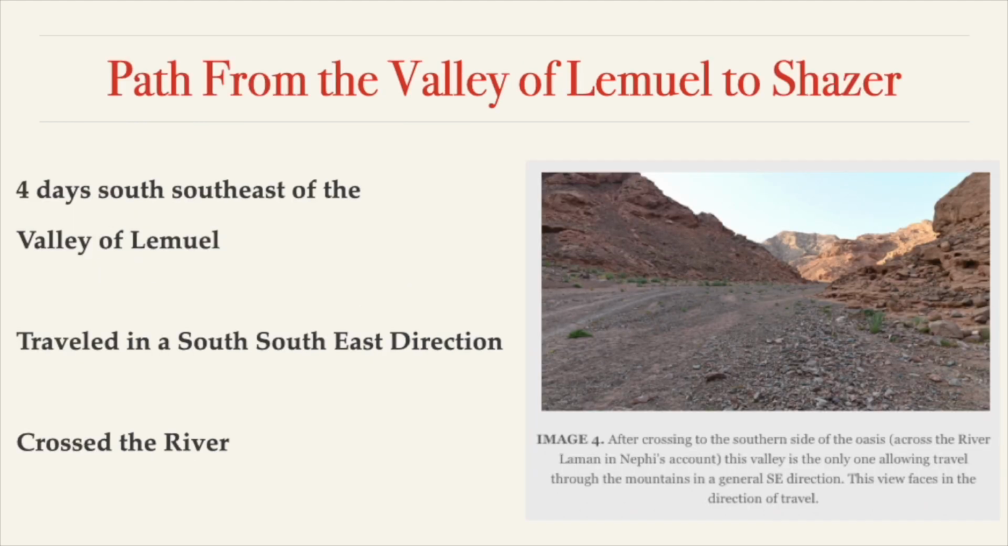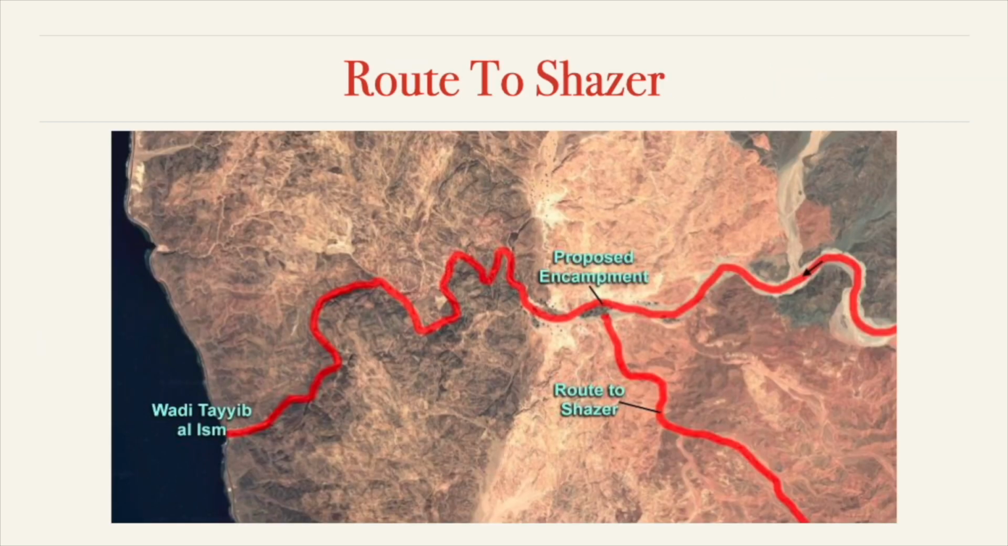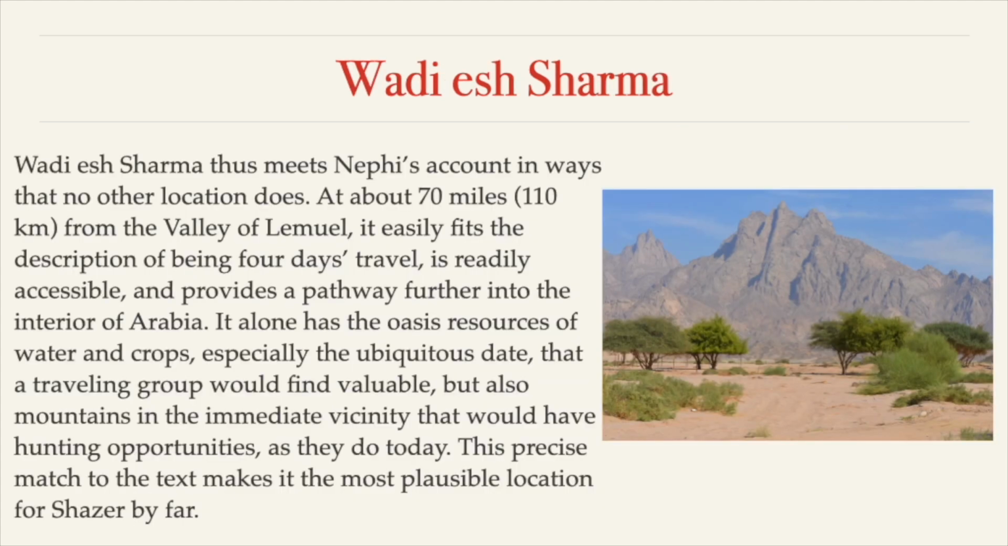So we have this place 4 days southeast of the Valley of Lemuel. They traveled in a south-southeast direction and crossed a river. So the only place that you can cross a river and go south-southeast direction is through this canyon right here. After crossing the southern side of the oasis, this valley is the only one allowing travel through the mountains in a general southeast direction. This view faces in the direction of travel. So this is where they would have gone, through this canyon, from the proposed encampment going south-southeast direction.